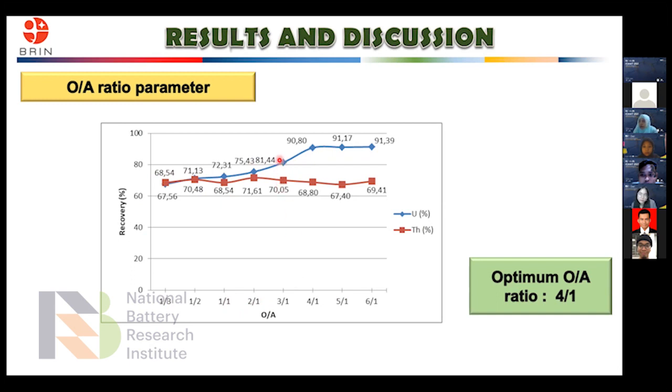And after O/A 3/1 and to 4/1, there was a quite significant increase of extracted uranium, up to 90%. Furthermore, at O/A ratio 5/1 to 6/1, the recovery of extracted uranium tended to remain in the range of 91%.